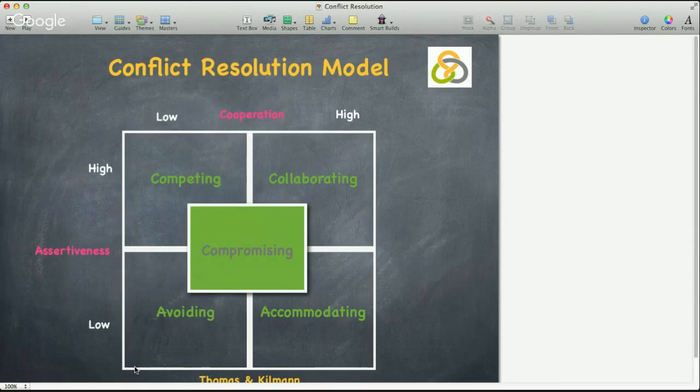The second box, competing, this leads to high assertiveness and low cooperation and is designed to ensure that one person wins at the expense of everyone else. It's a win-lose scenario. Accommodating, in the bottom right-hand box, this involves low assertiveness and high cooperation and is an approach that indicates a willingness to satisfy the needs of one over the needs of another. It's another lose-win scenario.